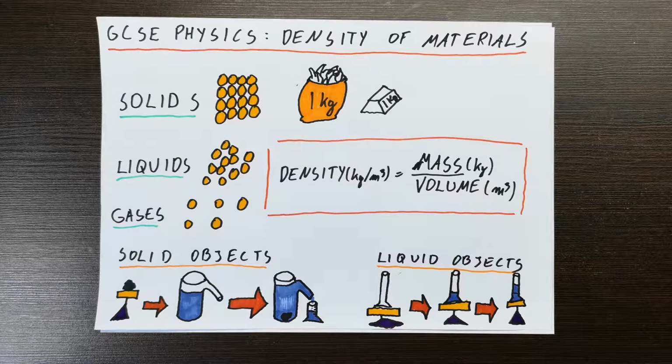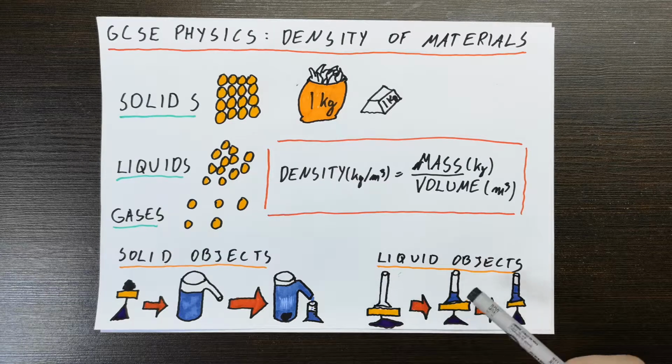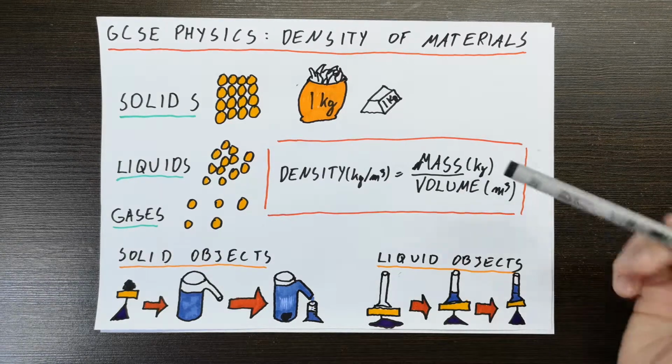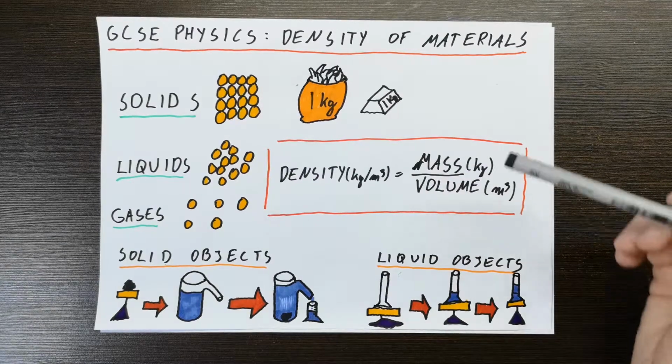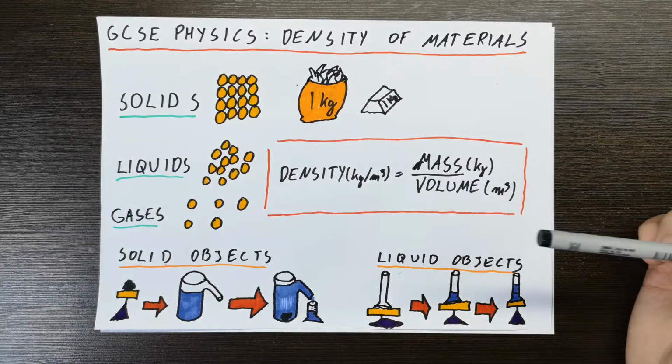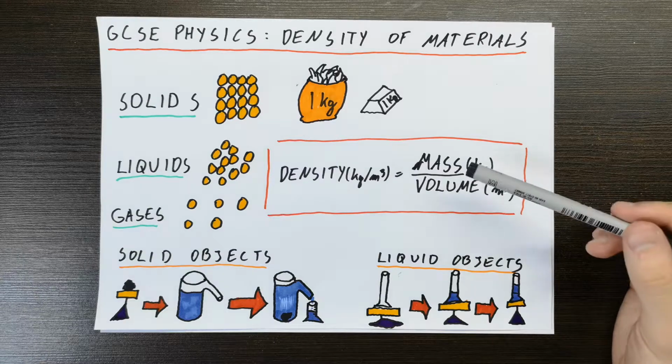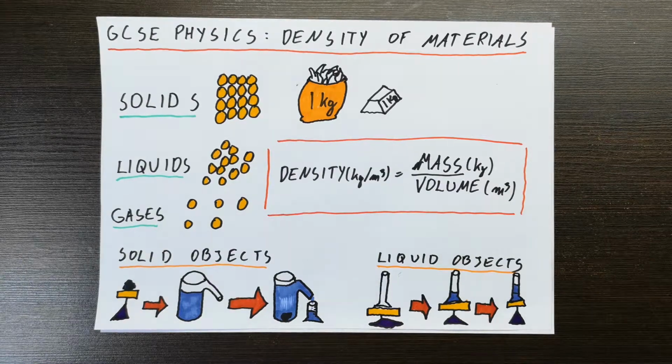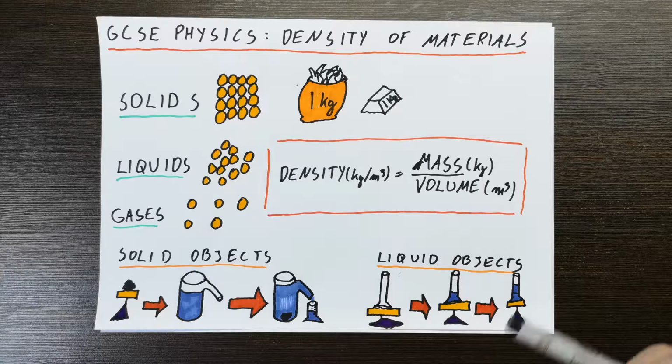Now, what about liquids? What if you get given some, say, cooking oil, and you need to describe the density of that cooking oil? Well, what we need to do with liquid oils is, again, the same core concept, guys. Mass divided by volume. So we need the mass and we need the volume of the liquid.